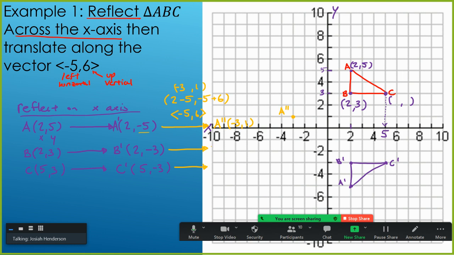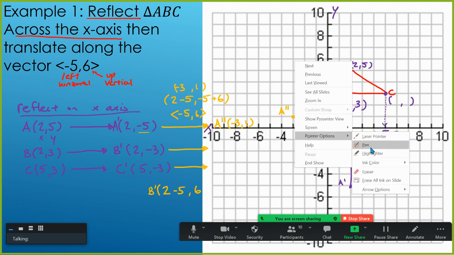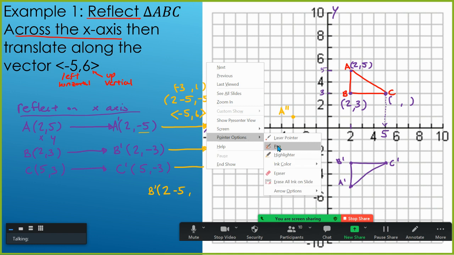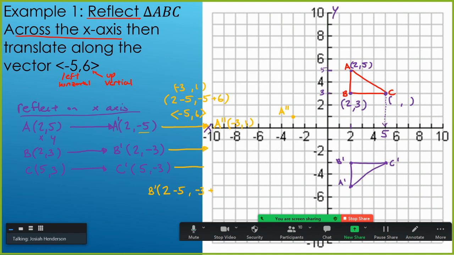And if we do it with B, I didn't give myself enough space. Sorry about that. So here below, we'll do it in orange. 2 minus 5, and then 6 from the vector, minus 3 from the point. I should say -3 plus 6, shouldn't I? Here we go. -3 plus 6.